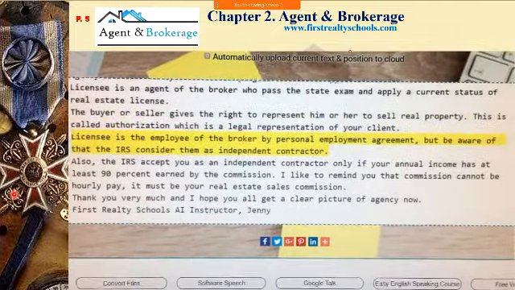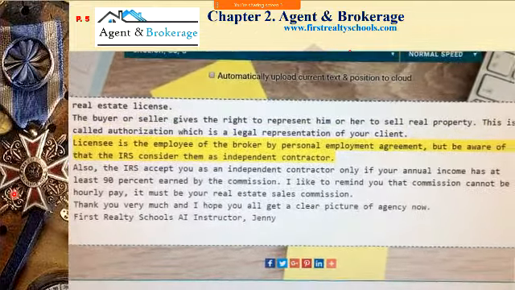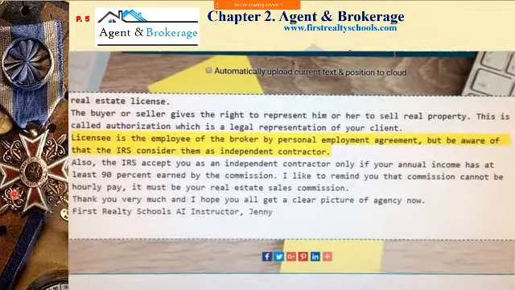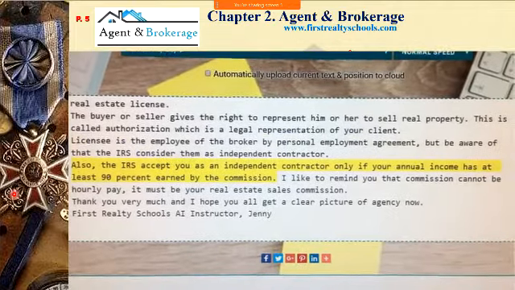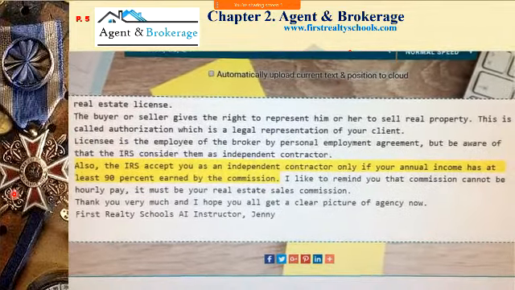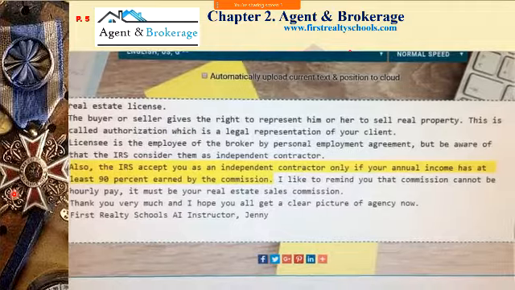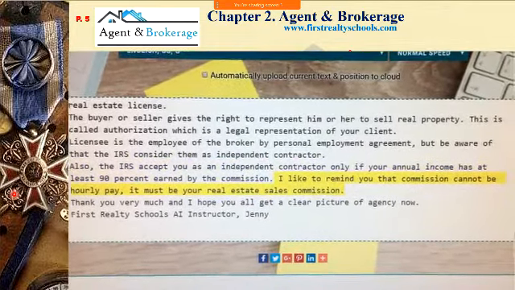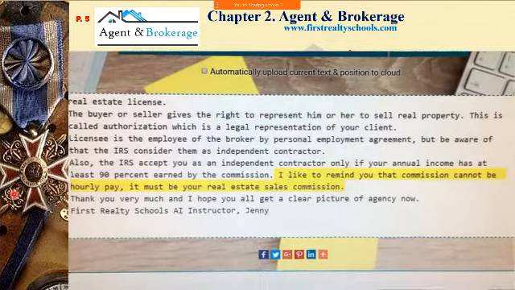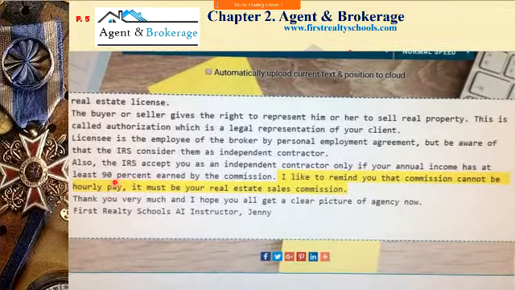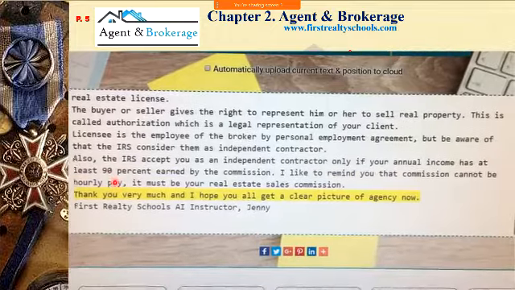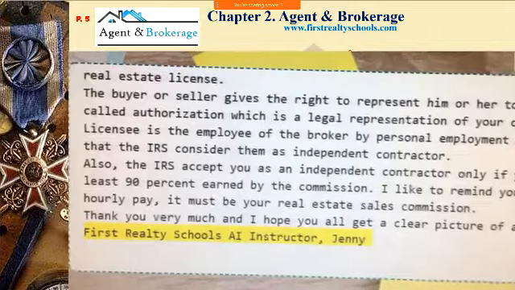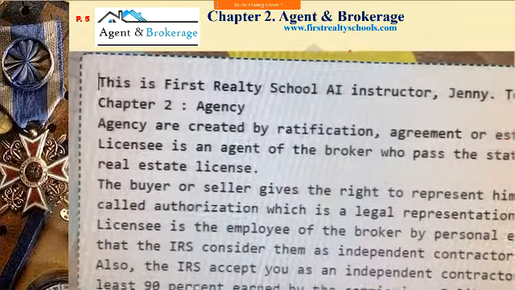A licensee is the employee of the broker by personal employment agreement, but be aware that the IRS considers them as independent contractors. Also, the IRS accepts you as an independent contractor only if at least 90% of your annual income is earned by commission. I'd like to remind you that commission cannot be hourly pay. It must be your real estate sales commission. Thank you very much, and I hope you will get a clear picture of agency now. FirstRealtySchools AI instructor, Jenny.